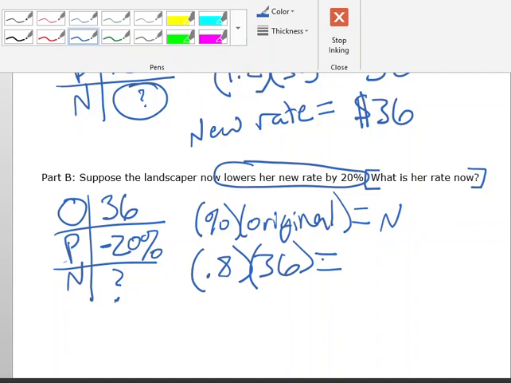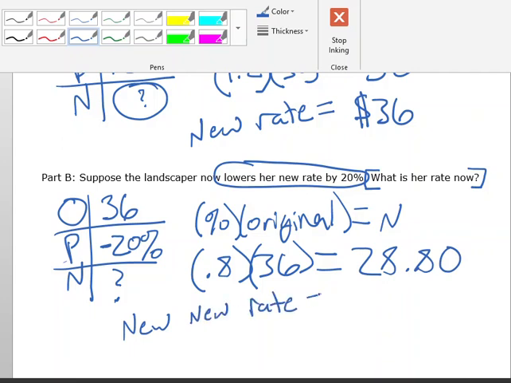And when I do 0.8 times 36, I'm going to get 28.80. So the new rate is equal to $28.80. It makes sense that the 20% of 36 is more than 20% of 30.